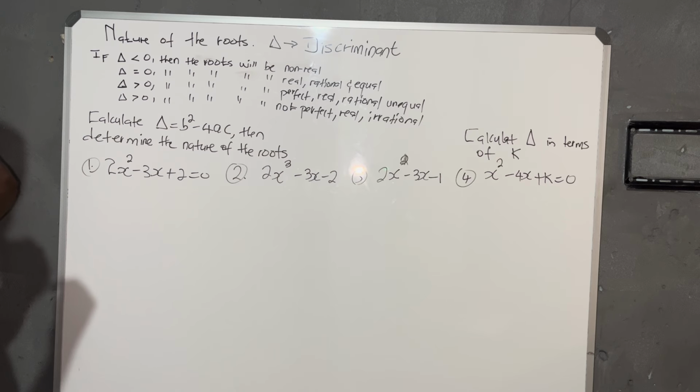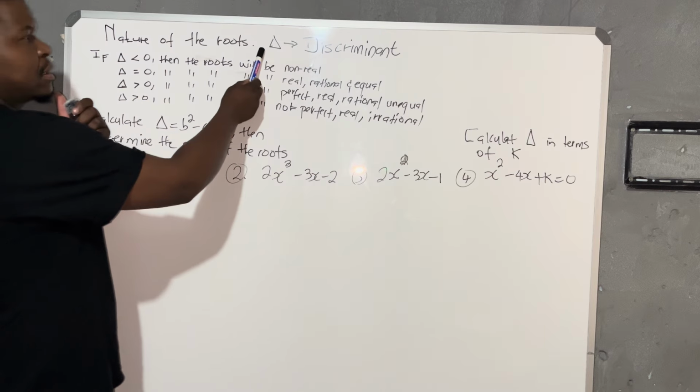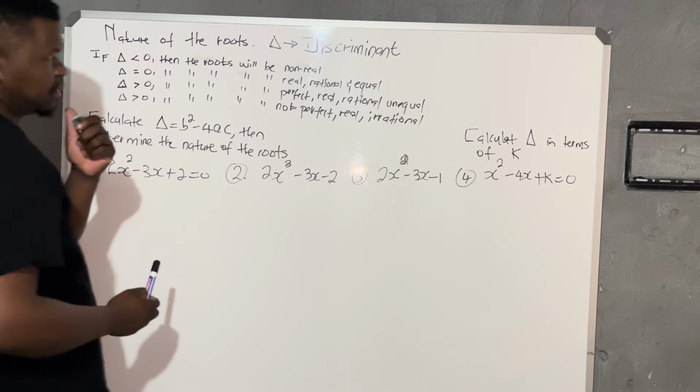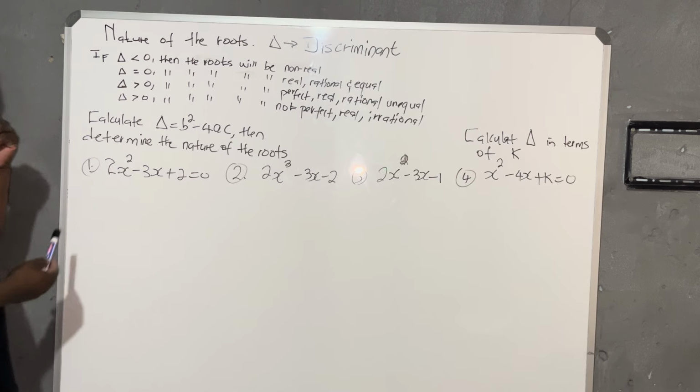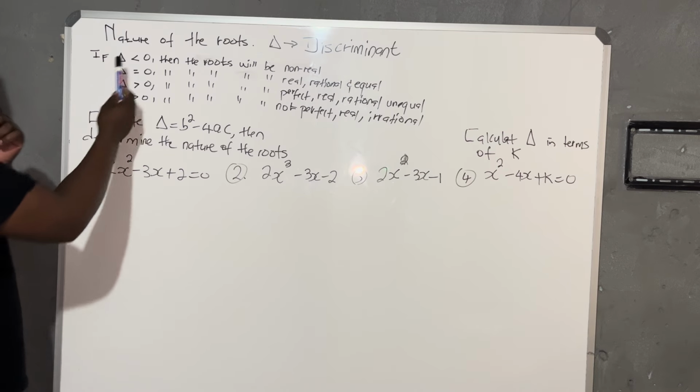Like I promised in the previous video, I'm going to do nature of the roots. This is nature of the roots. Remember, straight to the point. Let's check. A triangle is known to be the discriminant, right? And there's a formula for that. But we call this nature of the roots. Where does this come from?